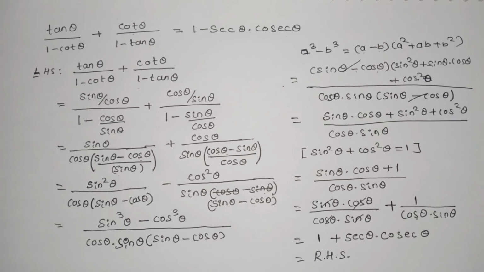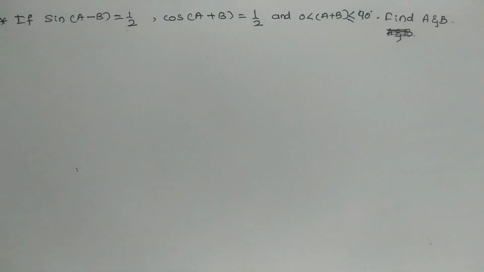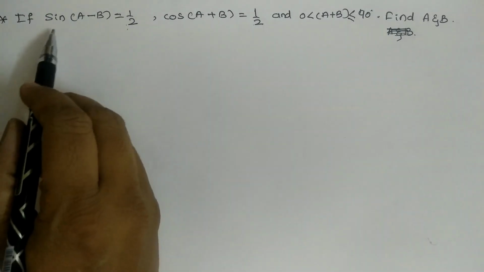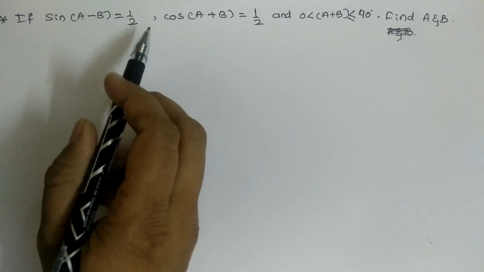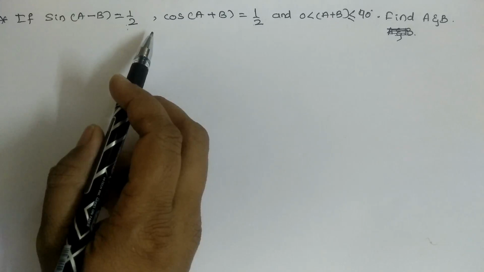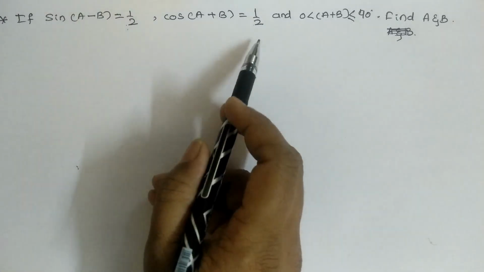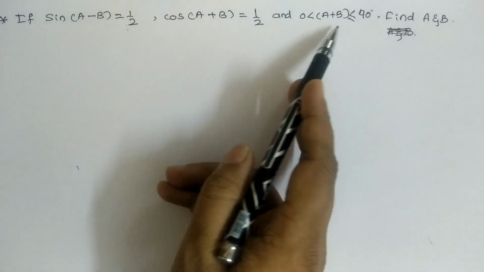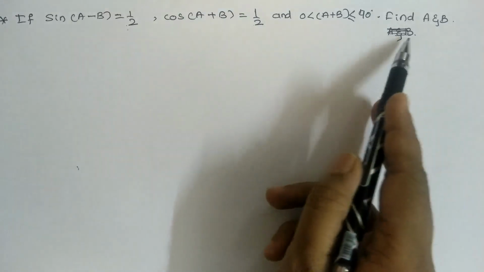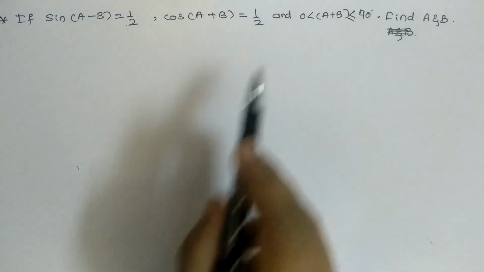We will just move on to another problem. Now here there is one more problem which is also asked by one of the students. It is from one model question paper asked for 3 marks. So here the question is, if sine A minus B is equal to 1 by 2, cos A plus B is equal to 1 by 2, and A plus B is greater than 0 and less than or equal to 90, then find A and B. So this is the question.